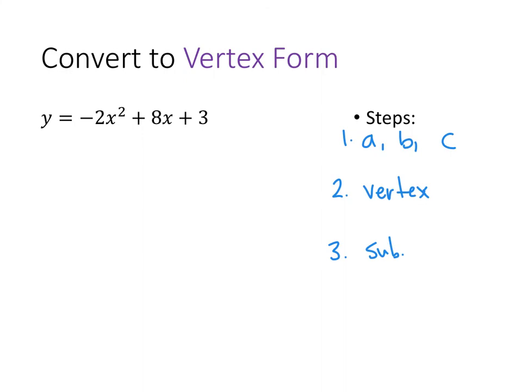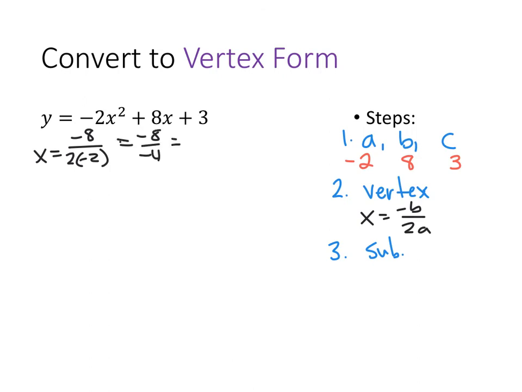Alright, so here's another example here. Now again, we're just going to identify a, b, and c. I'm going to do that over here. So negative 2, positive 8, and positive 3. Now with the vertex, again, we're just going to use x equals negative b over 2a. So x equals negative b, which is negative 8, over 2 times negative 2, which gives me negative 8 over negative 4, which gives me a much easier value to work with in positive 2.